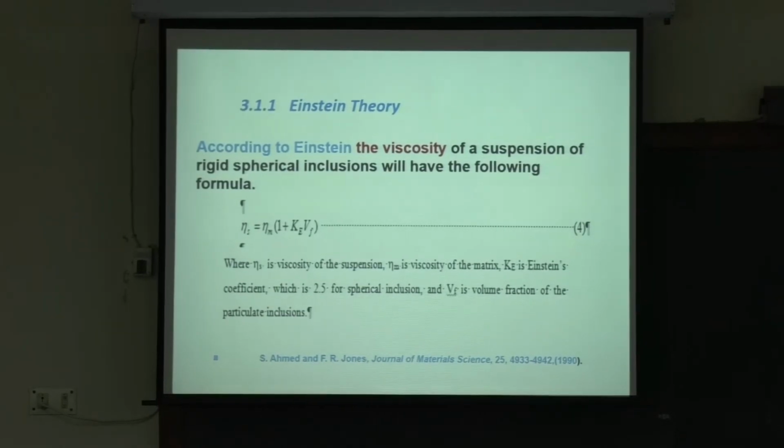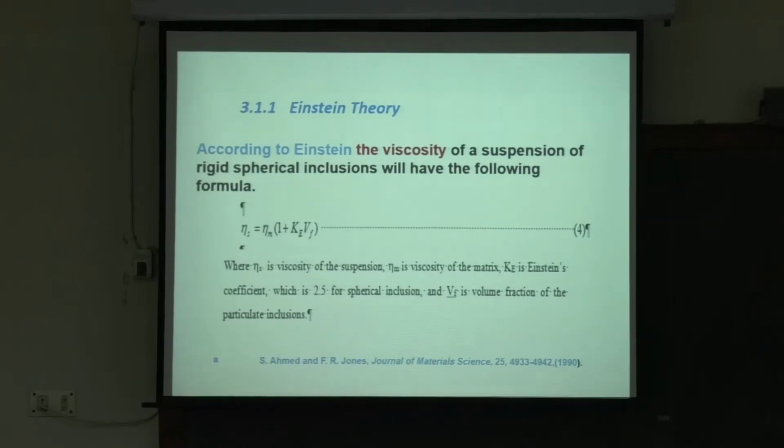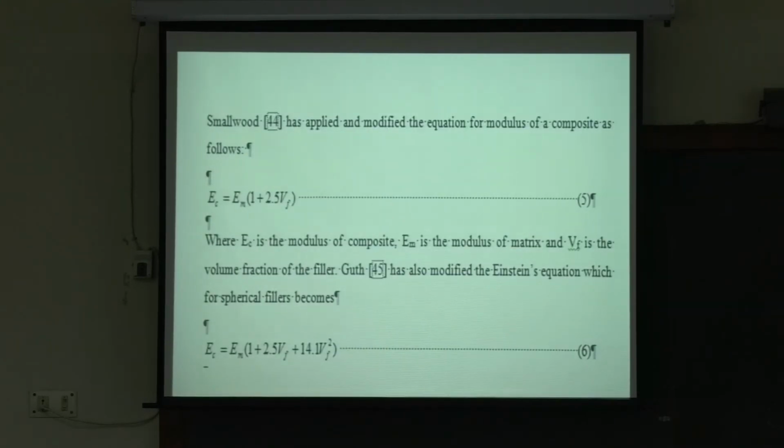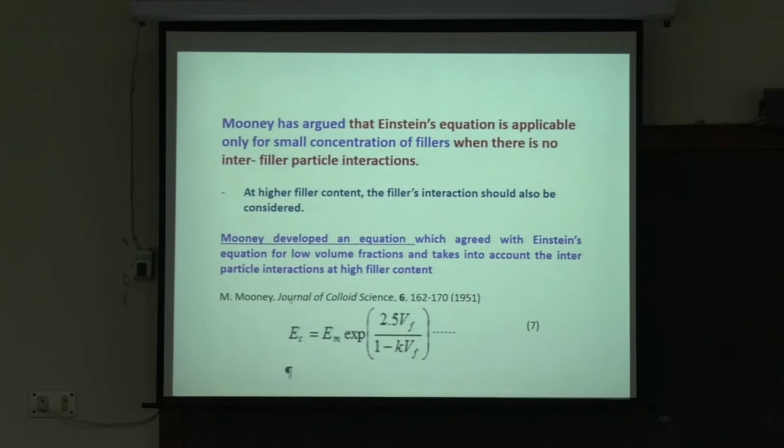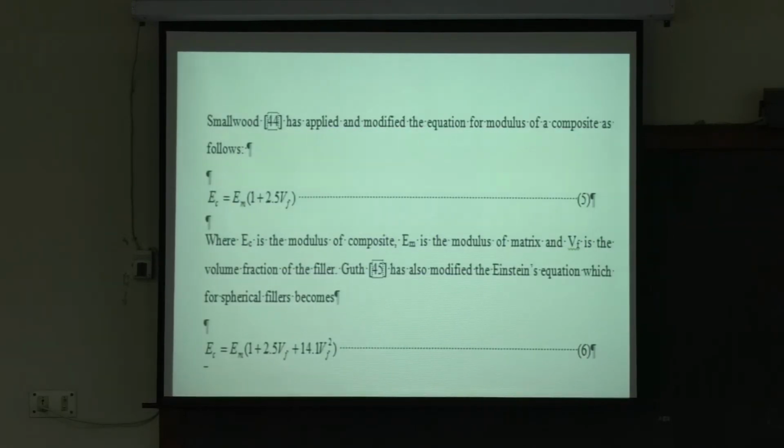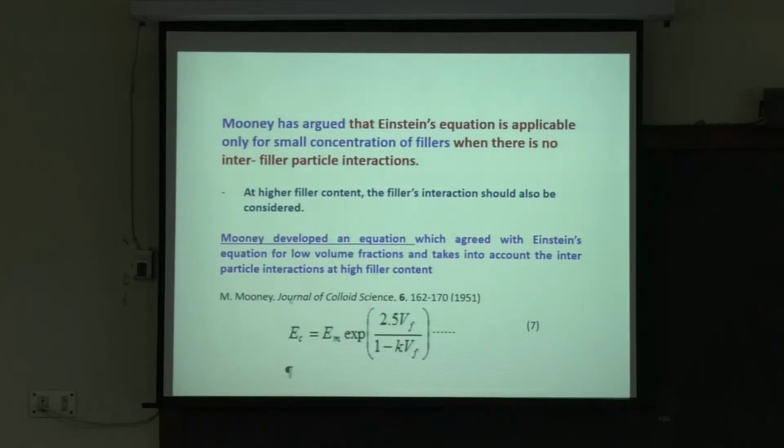But here is a brief description of the Einstein theory. According to Einstein, the viscosity of a suspension of rigid spherical inclusions will have the following formula. These are given here: spherical inclusion, volume fraction, particulate interaction, particulate inclusions. Then Smallwood subsequently modified this equation, and thereby you can get an idea about the modulus of elasticity of the composites. That was further modified by Guth et al., who modified Einstein's equation. But Einstein's equation was the fundamental one. So this is how it goes.